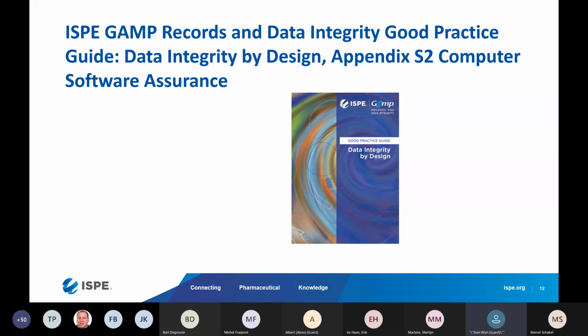However, the GAMP community have been working quite closely with the FDA industry team, working as a part of Case for Quality on this topic of CSA. And one of the fruits of that working together is in an appendix called S2 Computer Software Assurance, which is included in the GAMP Records and Data Integrity Good Practice Guide on data integrity by design. So we put a lot of effort in working on this appendix to both show the CSA team's views and expectations, while also putting it in the context of GAMP good practice. And I think we've done that successfully.